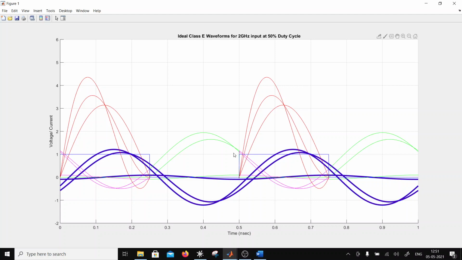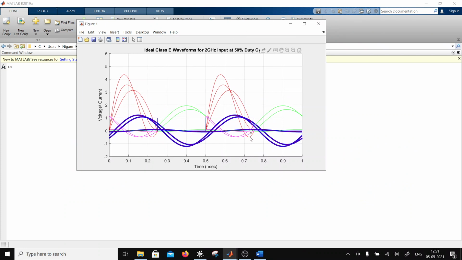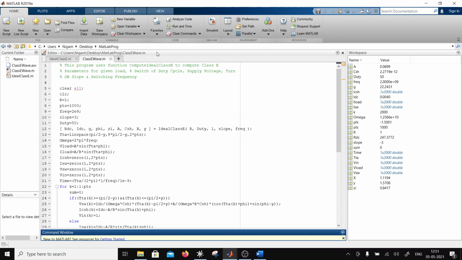Now I can also change the duty cycle, right? So right now the switch off duty cycle is 50%. So if I increase the duty cycle, off duty cycle, then what you're going to get is a smaller time to integrate over the capacitor, so the voltage is going to be lower. So let's go ahead and do that.